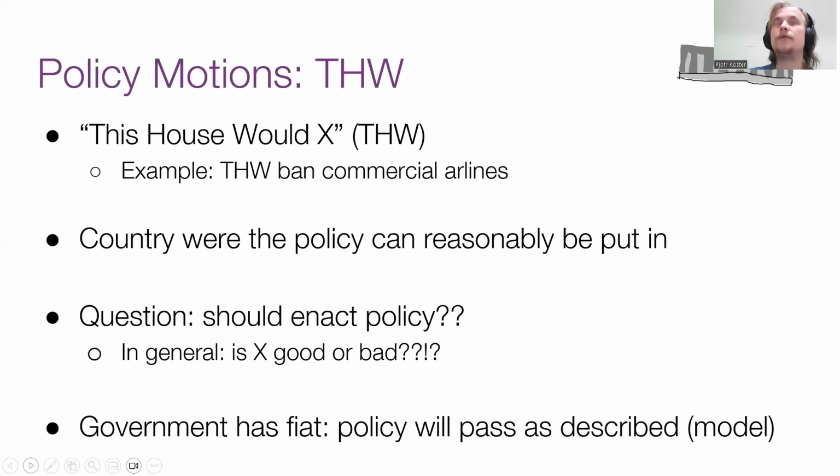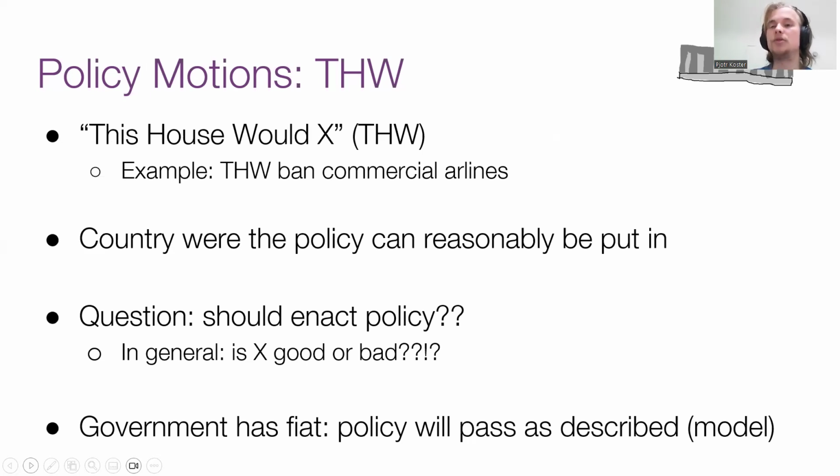An important feature of policy motions is that government has fiat. So when they say we're going to ban commercial airlines, opposition cannot make any arguments about, but we currently have a right-wing or conservative government and they would never implement this, so this will not happen. That's not the case. Another important part of fiat is that if they give a specific, reasonable model, such as we're going to do this over a time span of 10 years, we're going to slowly phase out commercial airlines, that's actually fine.